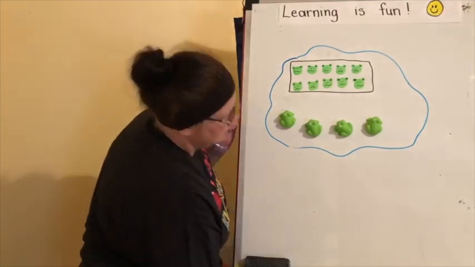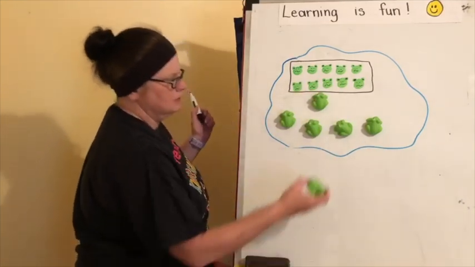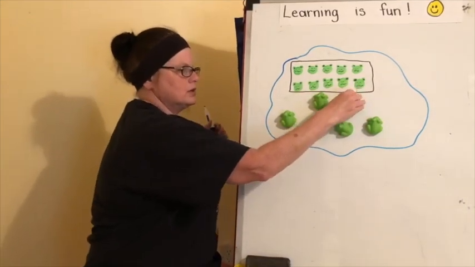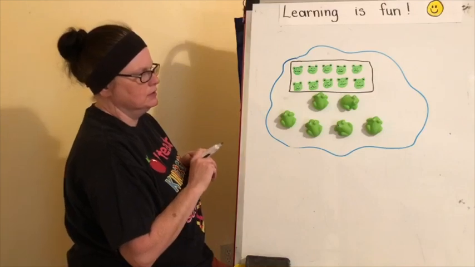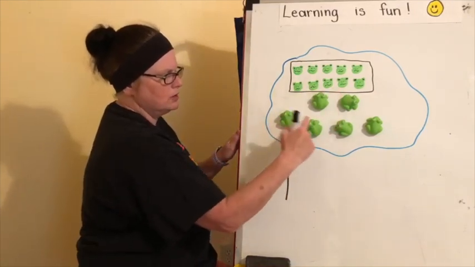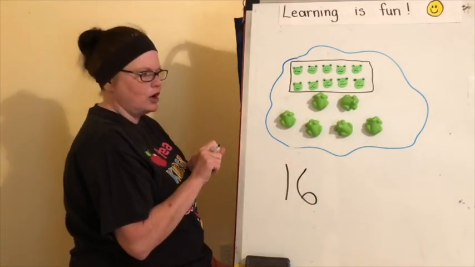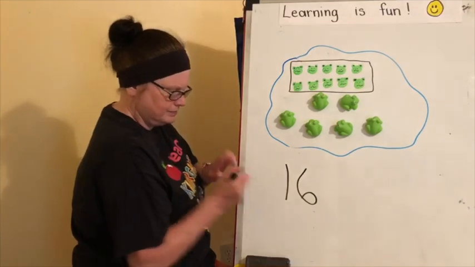I'm going to add 2 more frogs to my pond. Do you know how many frogs are in my pond right now? I have my one group of 10, and then I have 1, 2, 3, 4, 5, 6. There are 16 frogs in my pond.